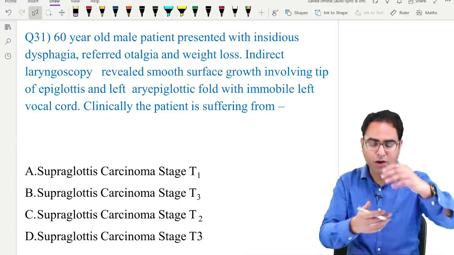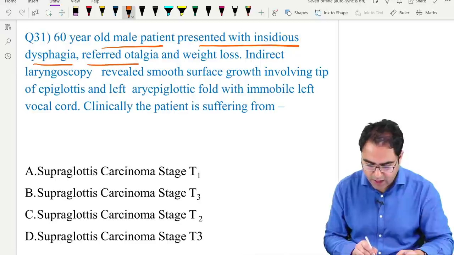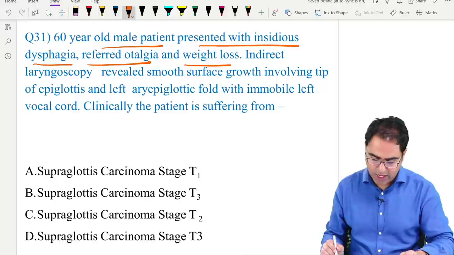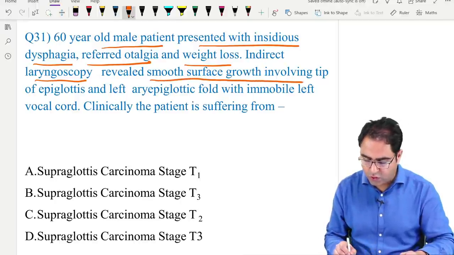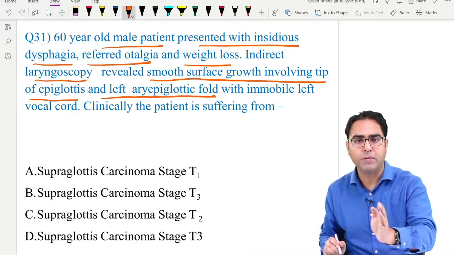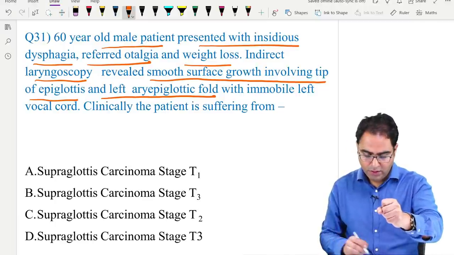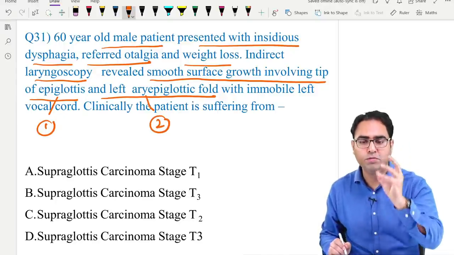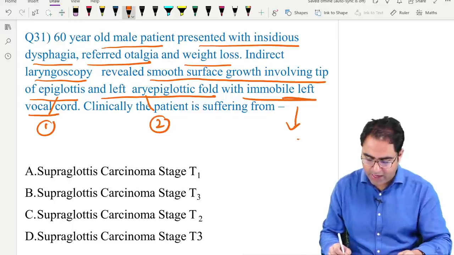So again, a very long question, beta. A 60-year-old male patient presented with insidious dysphagia, referred otalgia, and weight loss. Cancer patient, beta. The laryngoscopy shows a smooth surface growth involving the tip of the epiglottis and left aryepiglottic fold, beta. Wait here. Two different names came. He says number one, epiglottis. Number two, AE fold. It is minimum T2, beta. T2 is minimum there. With an immobile left vocal cord, it will make it T3, beta.